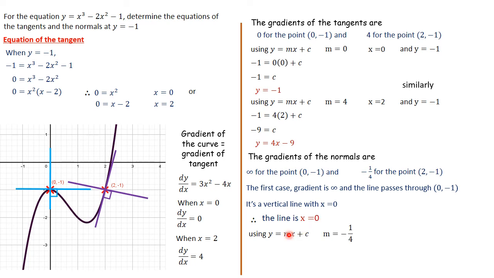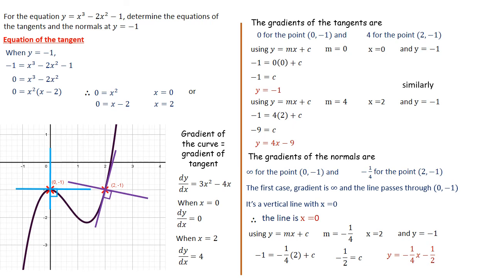Going to the second part, for y equals mx plus c, m is negative a quarter, it's given here. x is 2 and y is negative 1, and therefore, putting the values in the formula, you get c equals negative half, so the formula will be that particular one there. So the equation of the second normal, this normal here, is y equals negative a quarter x minus half, and I think that's clear.